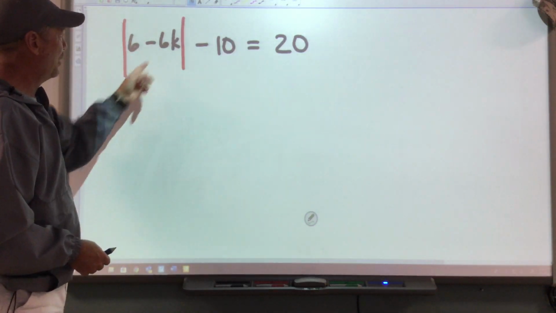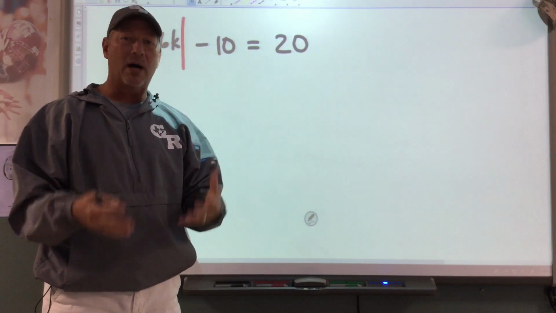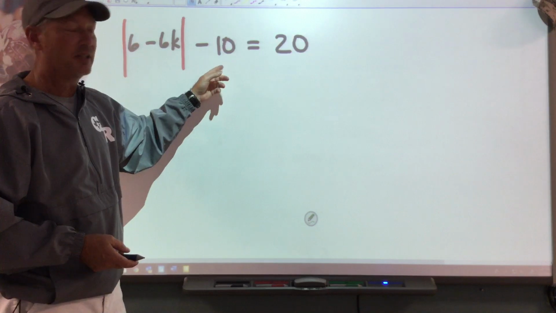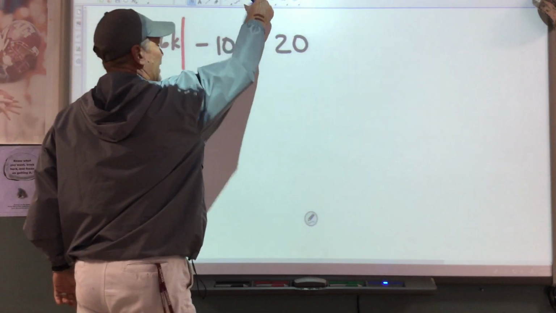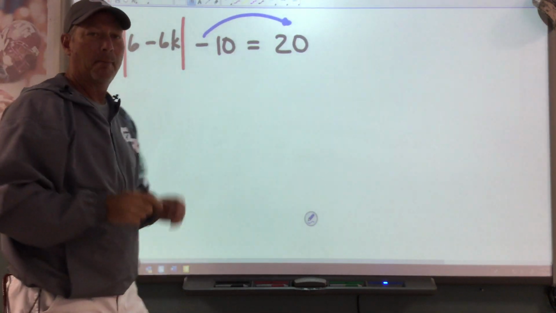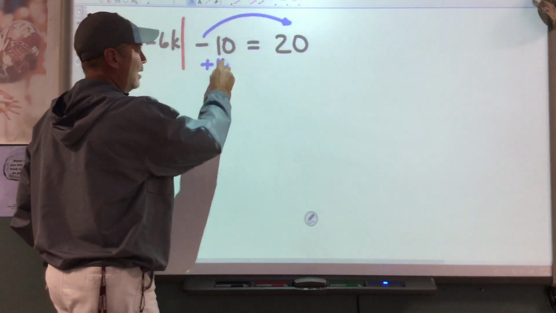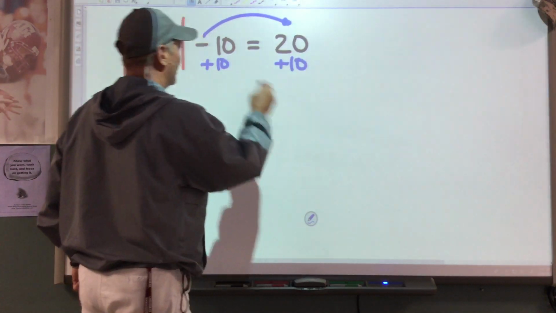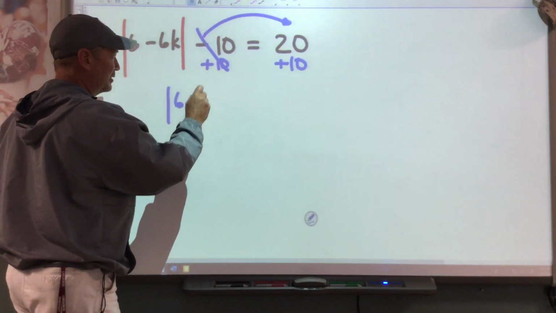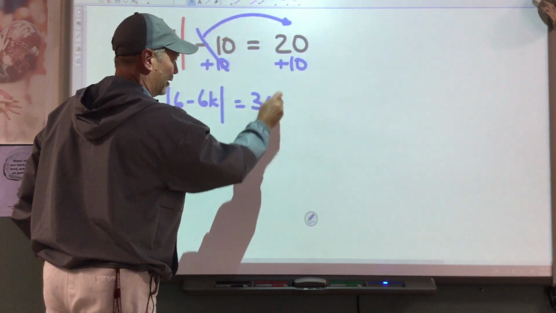Here's my absolute value bracket in red. Is my absolute value by itself? No, it has a minus 10 at the back of it. So what I need to do is move this to the other side. I need to get my absolute value by itself. So I'm going to say plus 10, plus 10. This will cancel. My absolute value of 6 minus 6k equals 30.